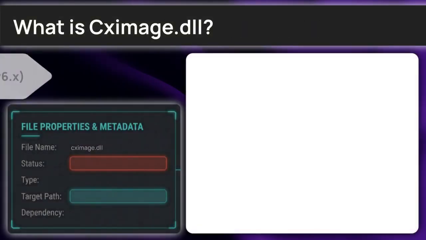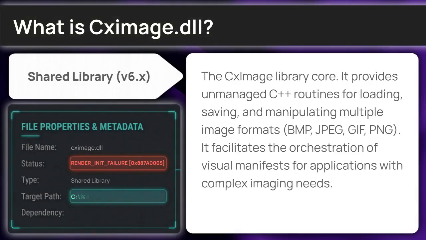This is the Cximage Library core. It provides unmanaged C++ routines for loading, saving, and manipulating multiple image formats: BMP, JPEG, GIF, PNG. It facilitates the orchestration of visual manifests for applications with complex imaging needs.